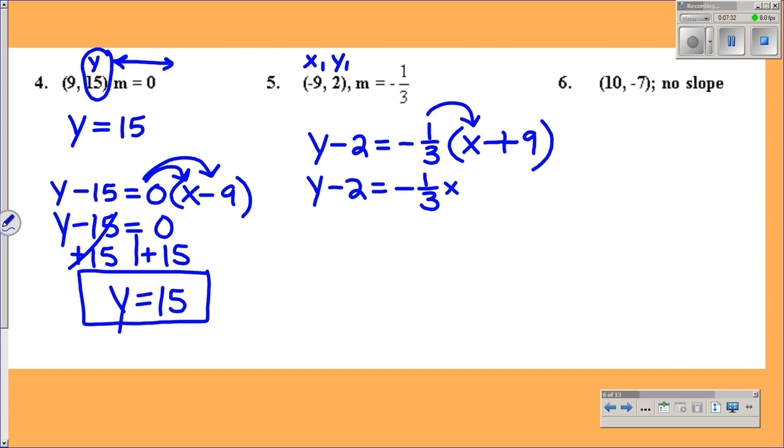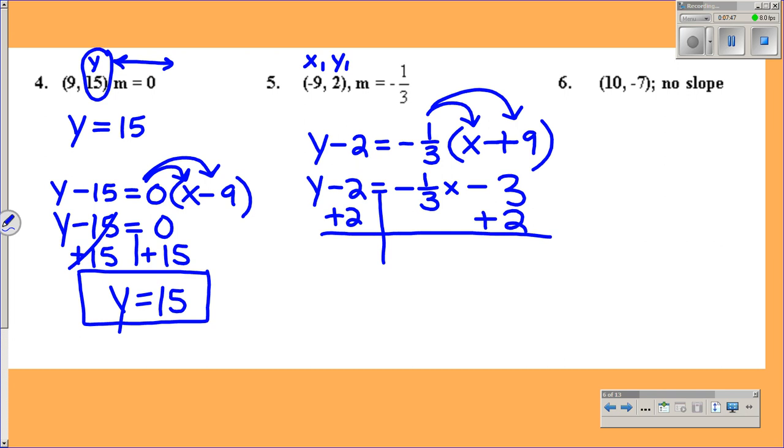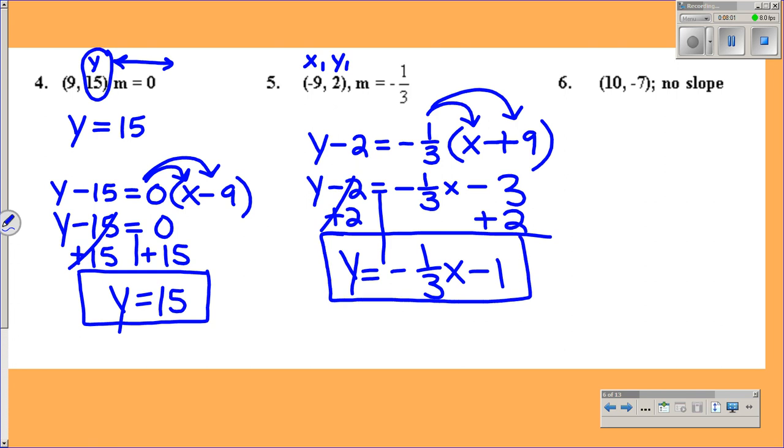We're going to keep the y minus 2, and on the right we need to distribute. So negative 1/3 times x is just negative 1/3 x. And a negative times a positive 9, remember that's going to be a negative, and 1/3 of 9. So that's like 9 divided by 3. So this simplifies to minus 3. Okay, to finish solving for y, we're going to add 2 on both sides of the equation. The negative and positive 2 will cancel out or equal 0, so we're left with y equals negative 1/3 x, and negative 3 plus 2 is minus 1. So our final answer is y equals negative 1/3 x minus 1.